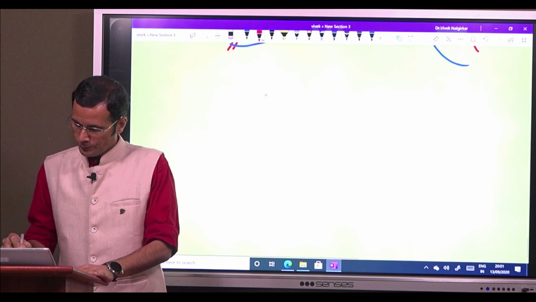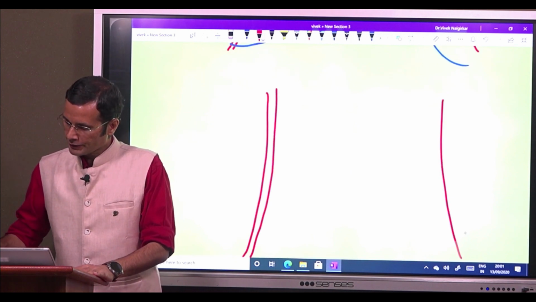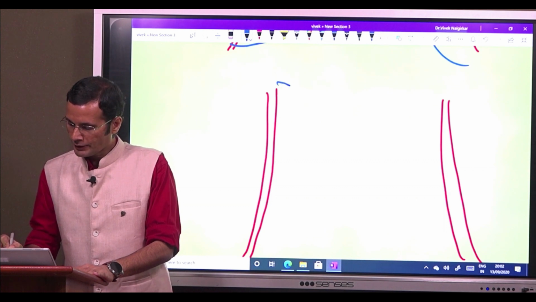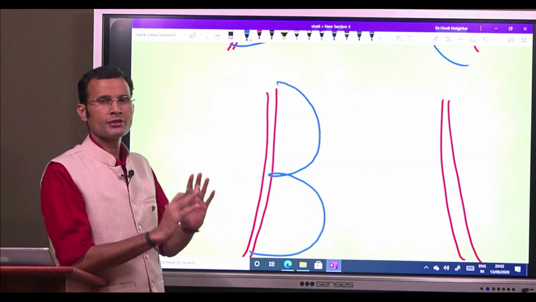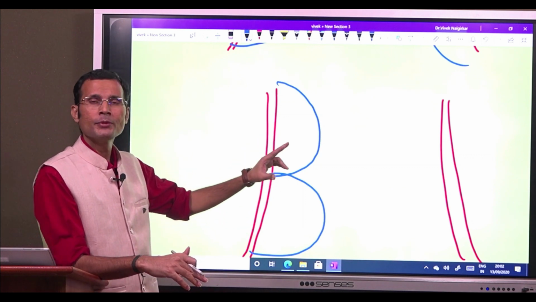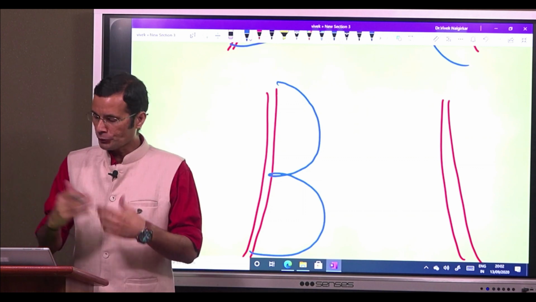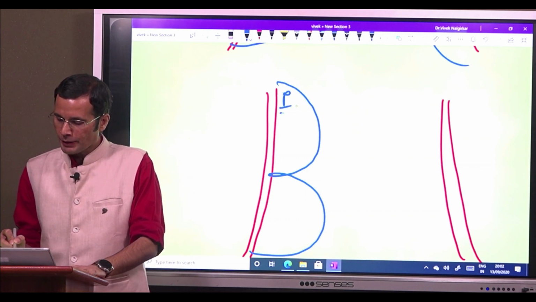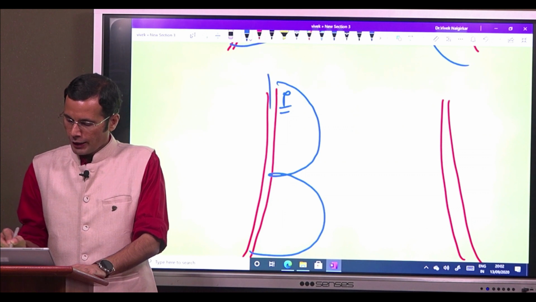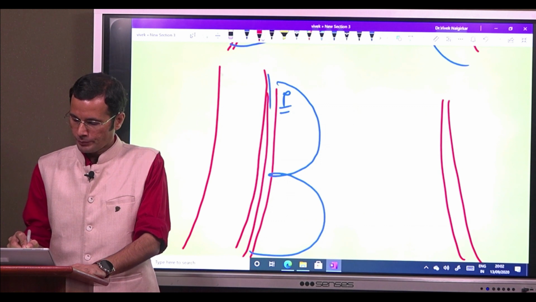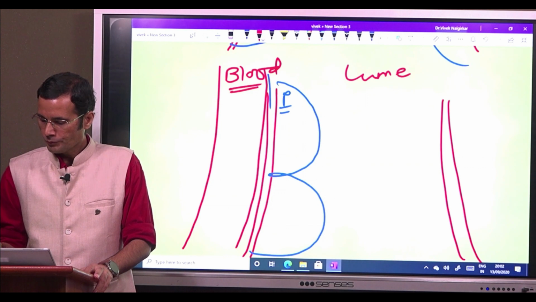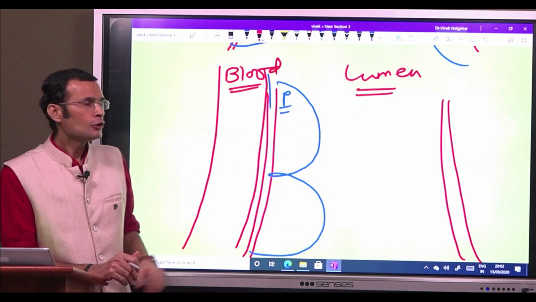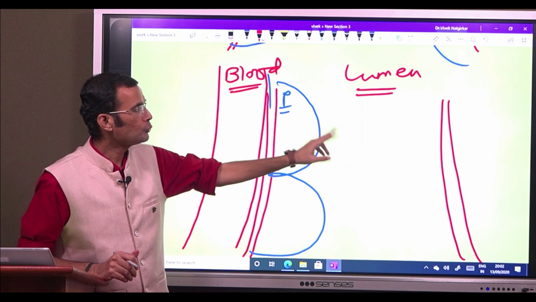Let's draw it again. Here is a collecting duct, here is the principal cell, and next is the intercalated cell. This is just a diagrammatic representation. I am showing them side by side just to make a point. So, here is the P cell, principal cell, and here is the blood vessel, and this is the lumen of the tubule. So, the principal cell has two sides, as you know.